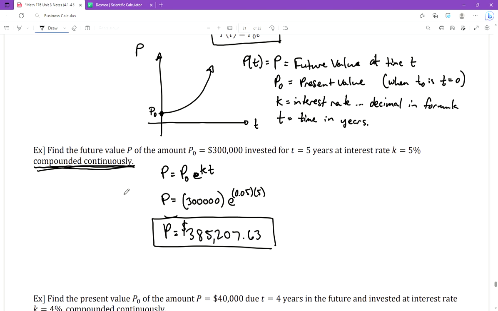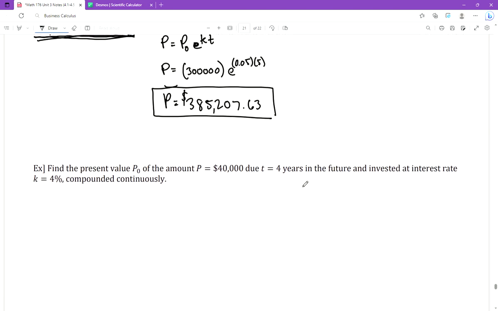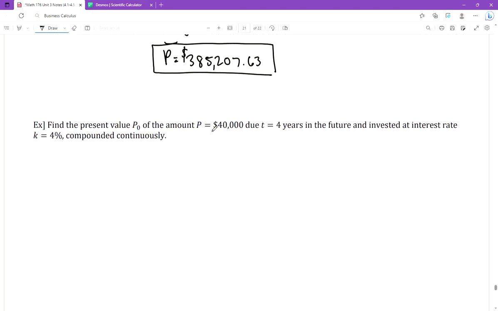All right, so let's see how we can solve for present value. So find the present value P naught of the amount P equals 40,000 due T equals 4 years in the future and invested at an interest rate of K equals 4%, again, compounded continuously. All right, so I'm going to write my formula again. P equals P naught e to the KT. And then we're just plugging these in again. So the future value P equals 40,000. So we have 40,000 equals P naught e to the K, which is 0.04, times T, which is 4.